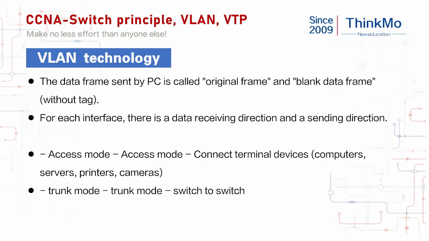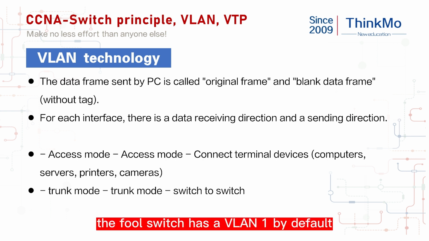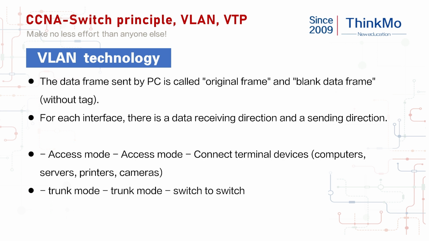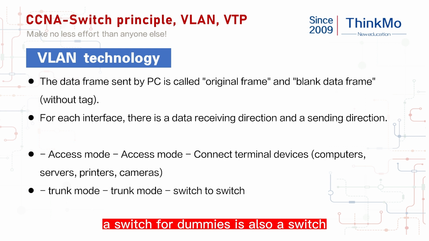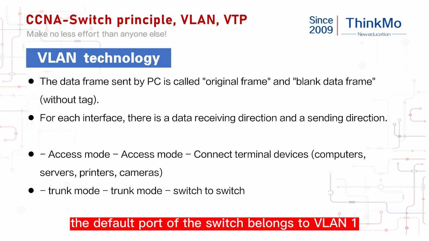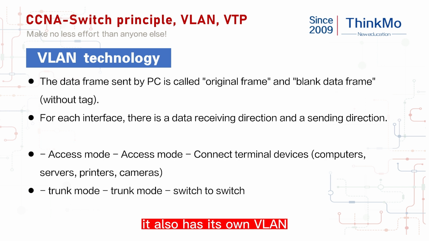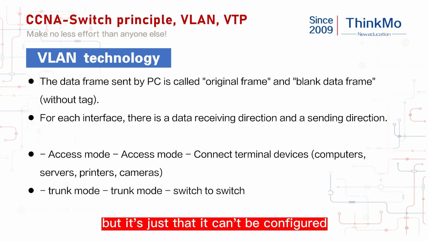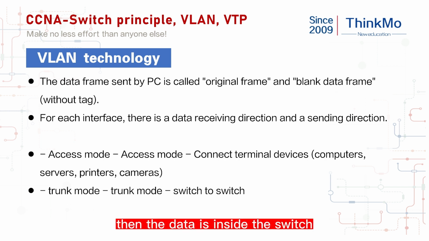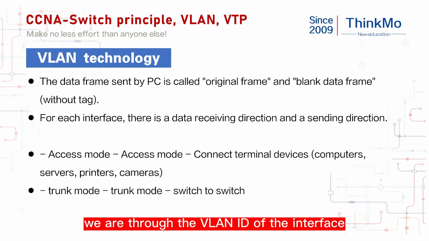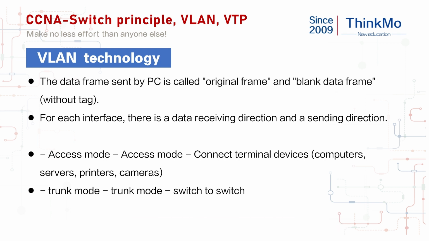One might ask, does the full switch have VLAN? The full switch has a VLAN 1 by default. A switch for dummies is also a switch. The default port of the switch belongs to VLAN 1. It also has its own VLAN, but it's just that it can't be configured. You can't configure other VLANs for it. Since the data sent by the PC does not carry the VLAN ID, then when the data is inside the switch, how can I forward it with an ID number? We do it through the VLAN ID of the interface. So the default port of the switch belongs to 1. After the device is received, the tag is 1.